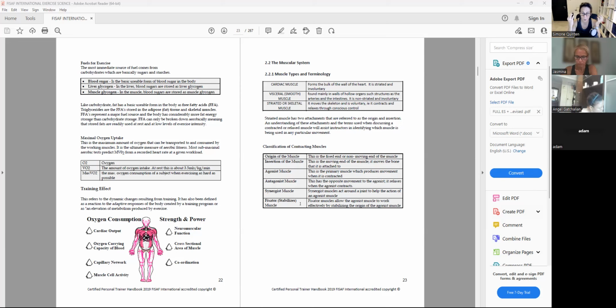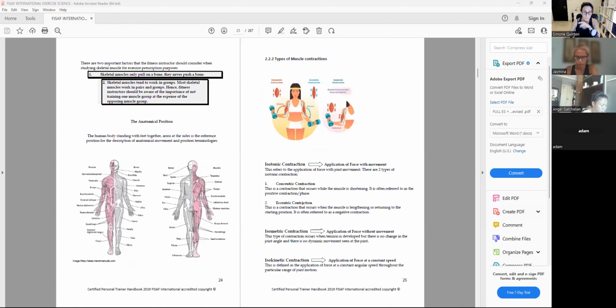As the name says, they are only stabilizing on the origin of the moving muscle so that they can do their job. Okay, so they are working in the background.